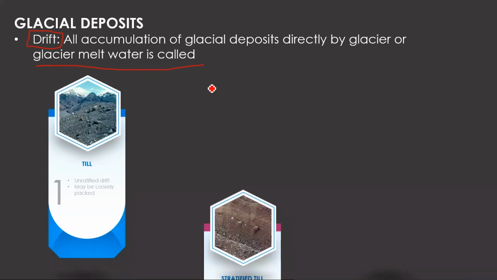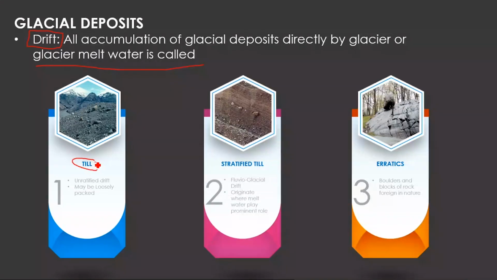So there are basically three types of deposits, which are called drift. These are three different varieties of drift. First one is called till. This is unstratified. There is a small spelling mistake. It's an unstratified drift, maybe loosely packed sediments deposited at the stage of a glacier.